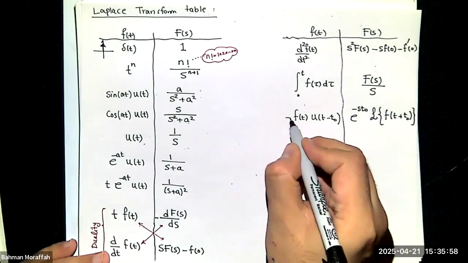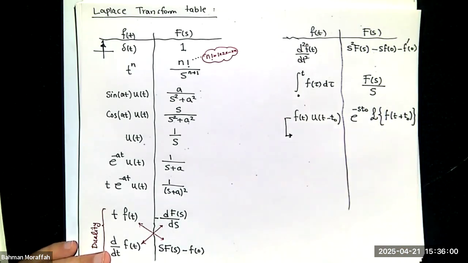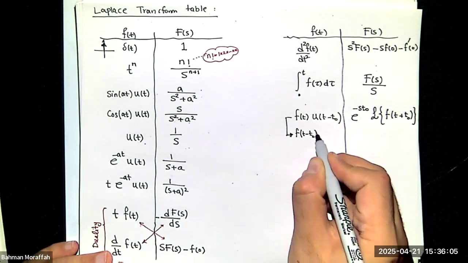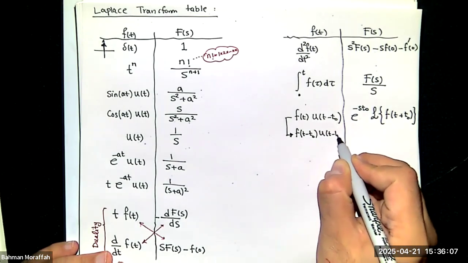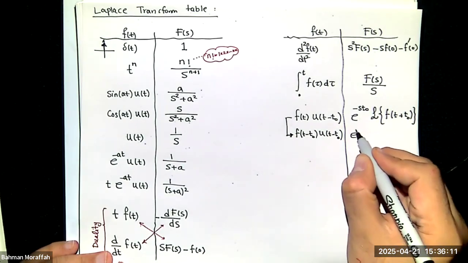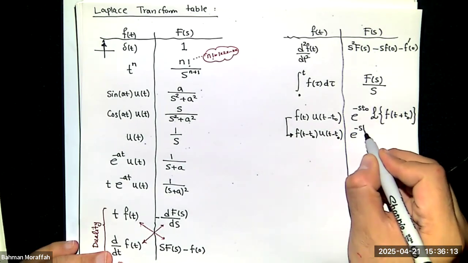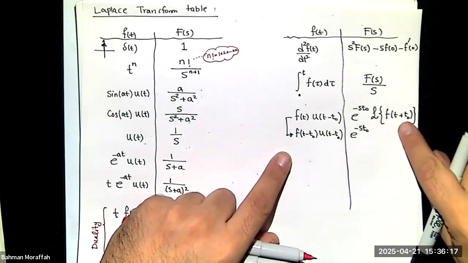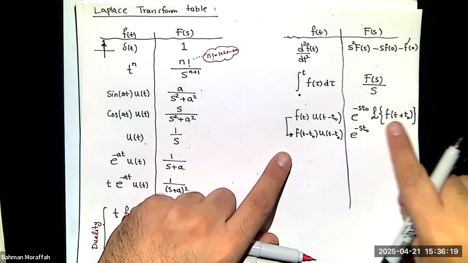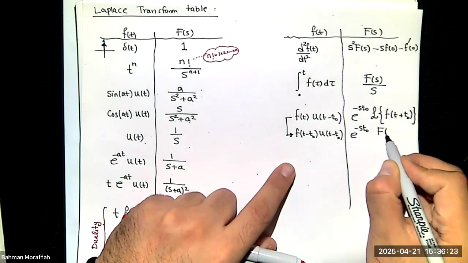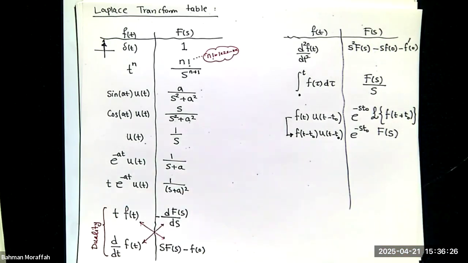A very, very useful special case of this is when f of t minus t naught is multiplied by u of t minus t naught. Since I have this shift, it has to be multiplied by e to the power of minus s t naught. And then I have to compute the Laplace transform of f of t plus t naught. But t over here is t minus t naught. The t naught and t naught cancel. So I'm going to end up getting the Laplace transform of f of t.